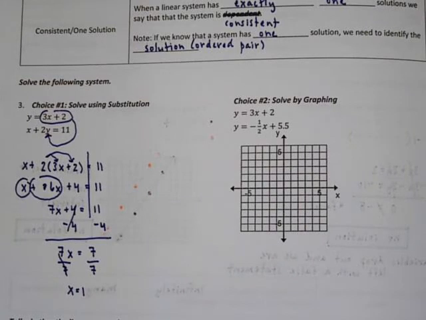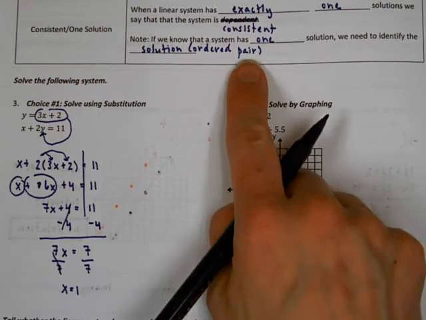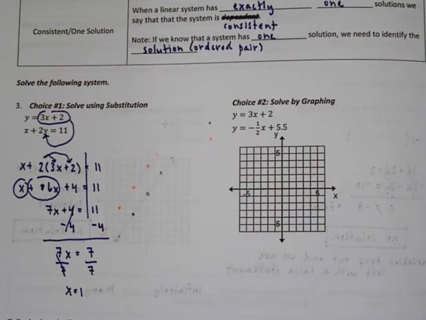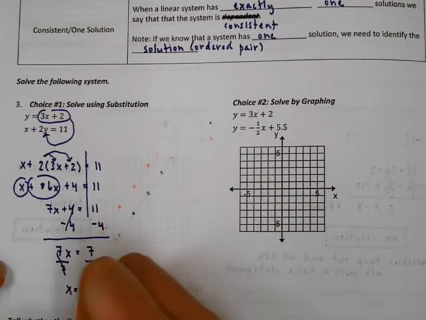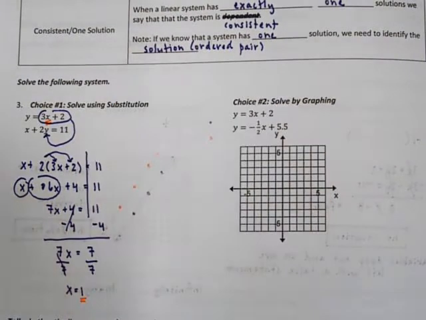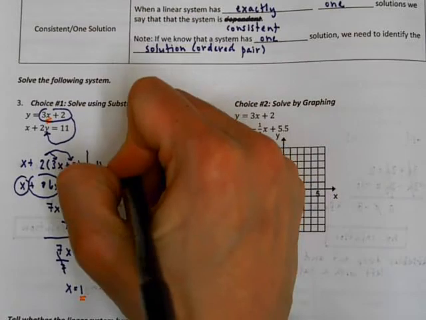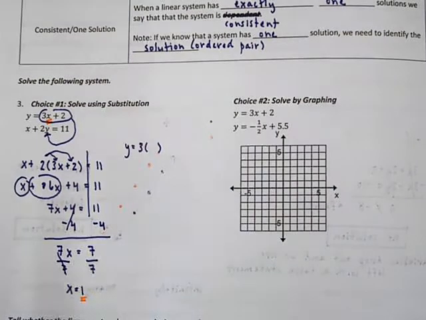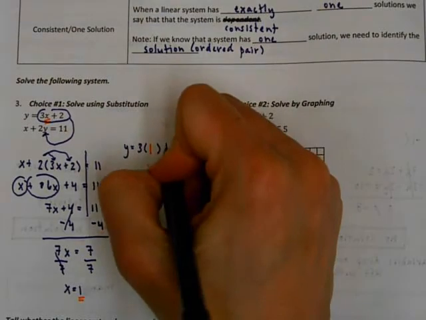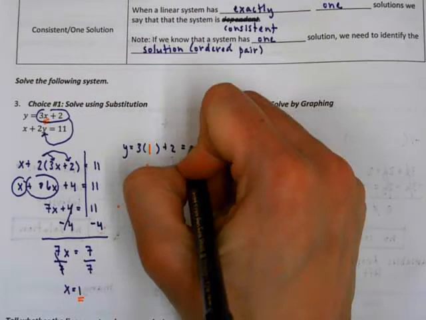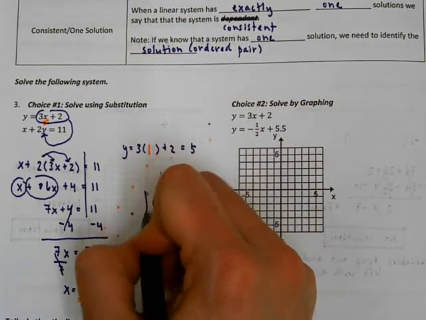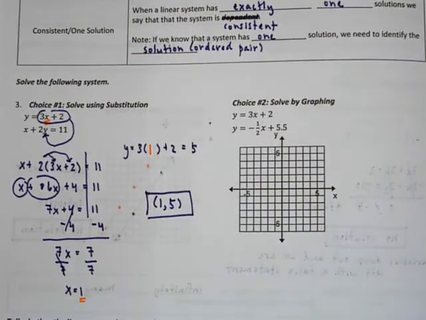Now remember, we're looking for an ordered pair here, which means an x and a y. So now I have to go back and find my y value. So all I'm going to do is take this x equals 1 and replace it in this equation. So now I have y equals 3 times, we just said x was 1, plus 2, which is going to give me a value of 5. So my solution is (1, 5). I have one solution, and I've identified that solution.